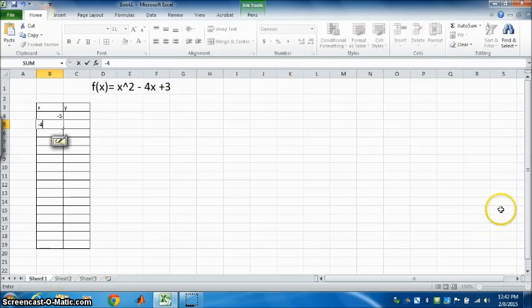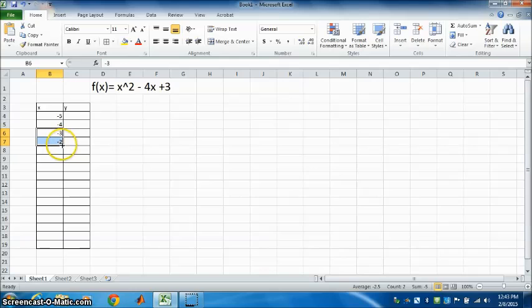And like this we'll take -3, go down -2, and we can continue like this. Just drag it down till what number you want to take. You can write 3, 4, till 5 we can take.